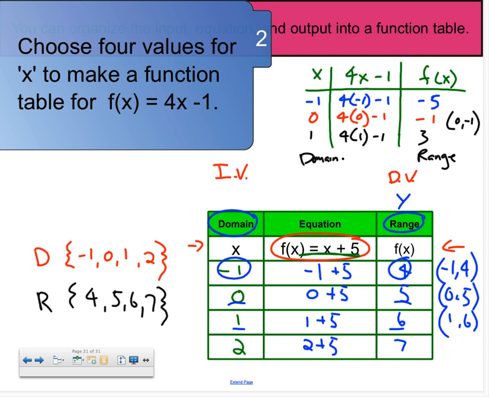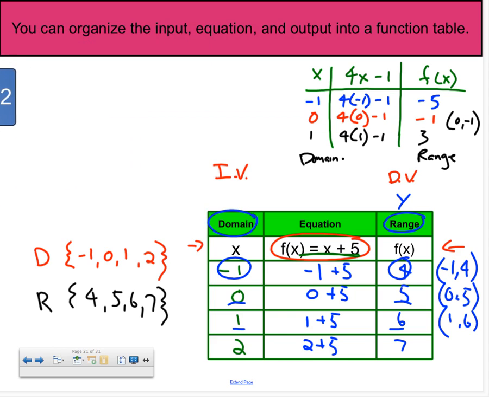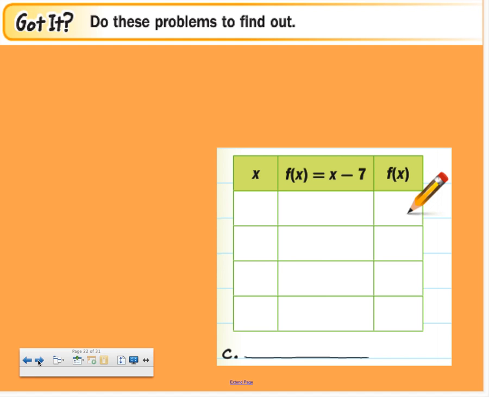Okay, so this is how we put our inputs, our equations, and our outputs into function tables to come up with domains and ranges and coordinate pairs that we can graph. I would like you now to go ahead and try the got it. I think it is at the top of the next page.